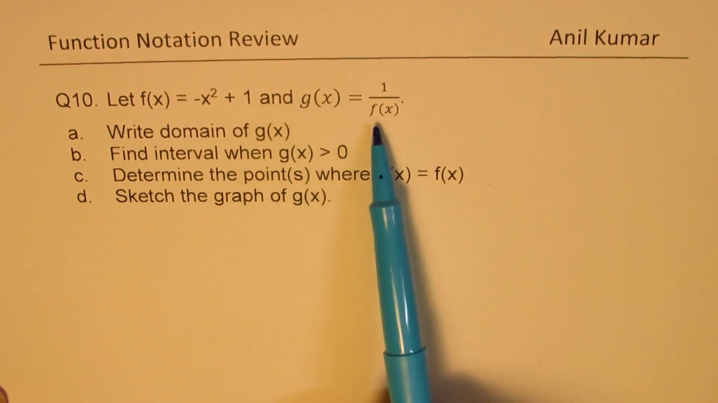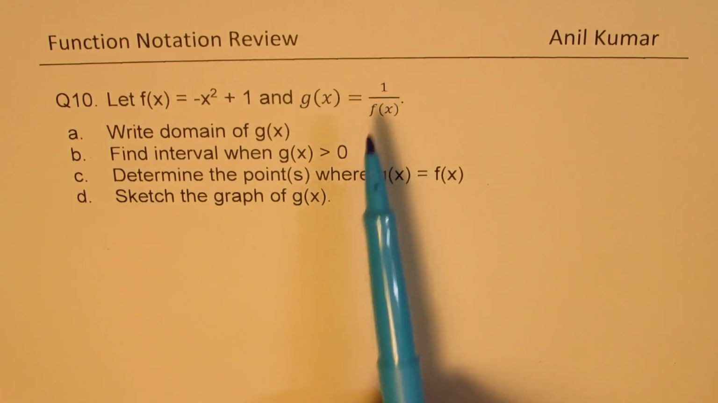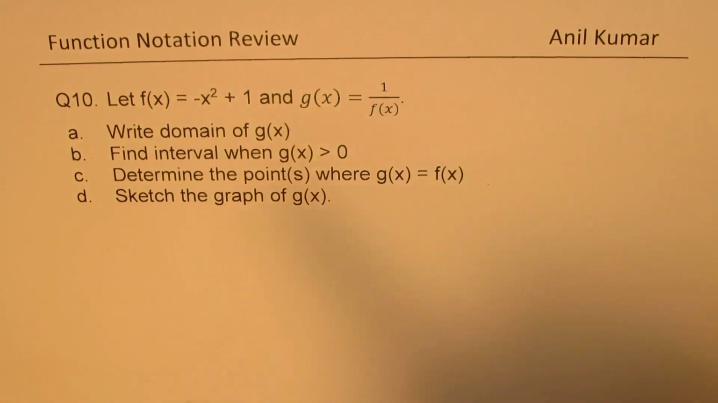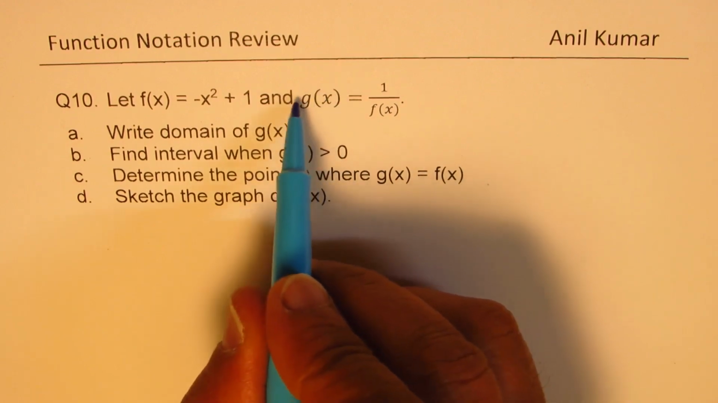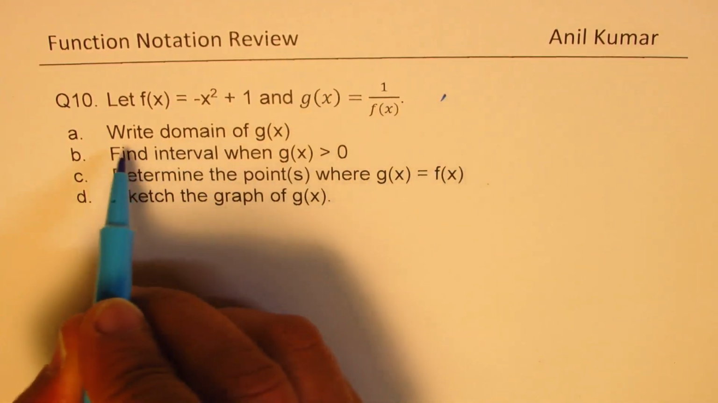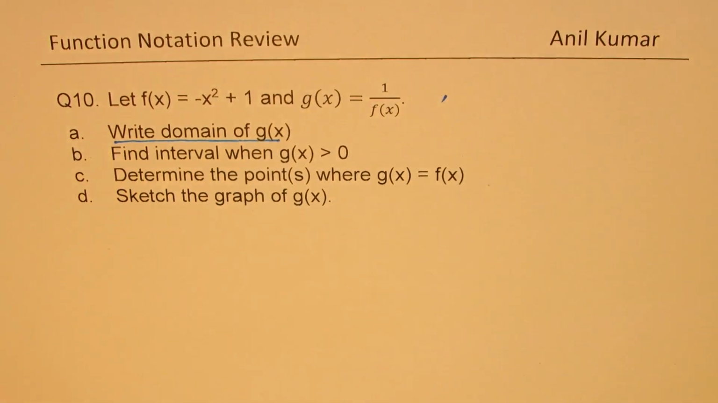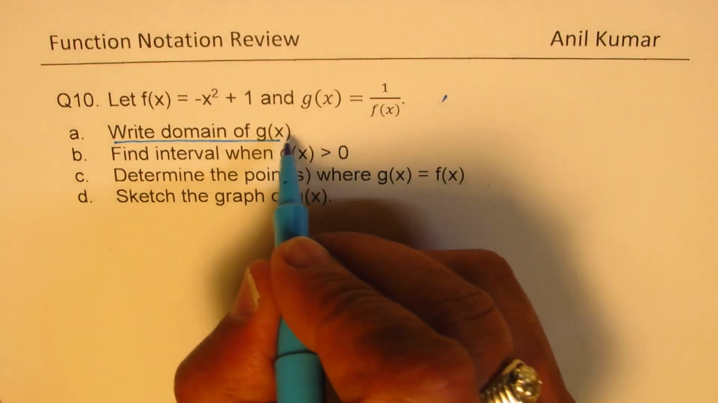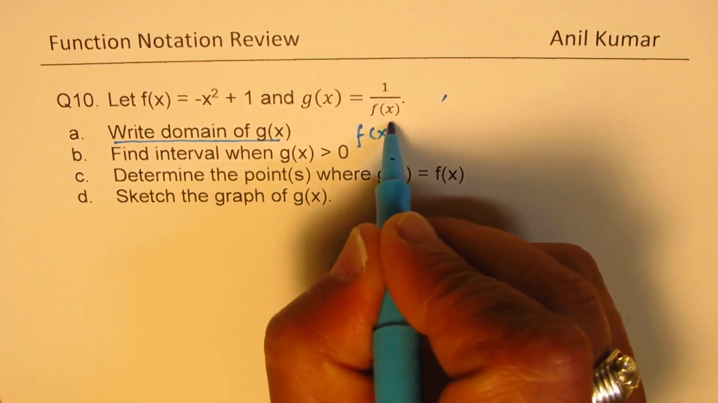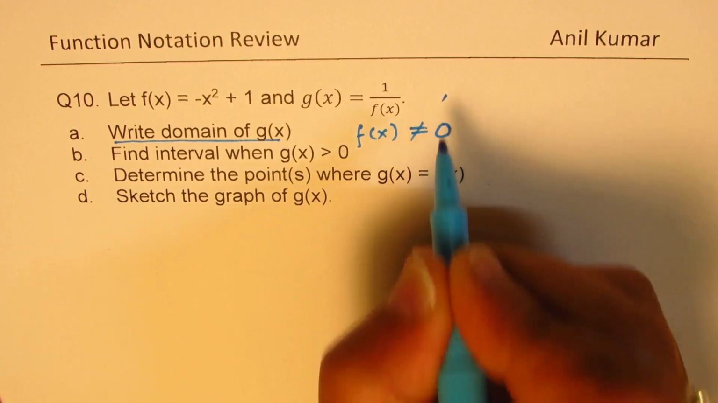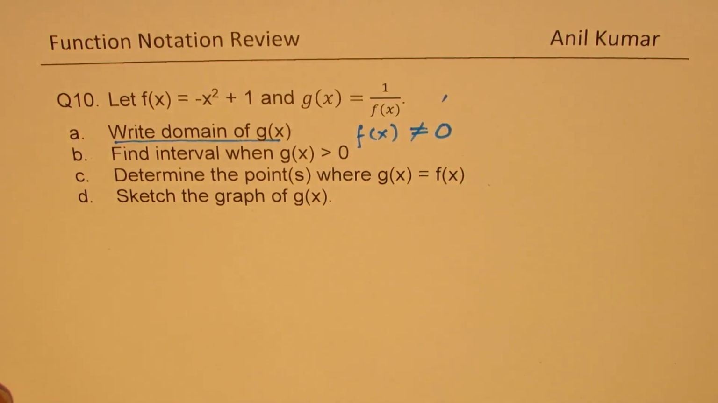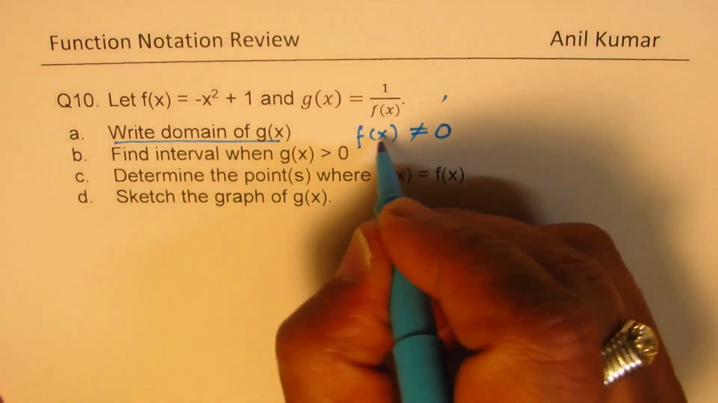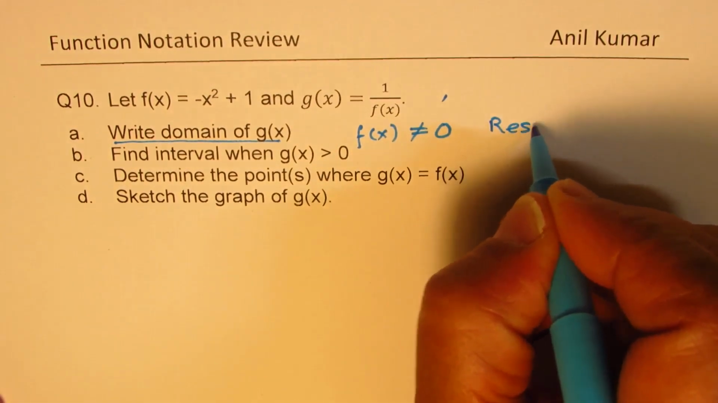Now, g of x is reciprocal of f of x. F of x is in the denominator. So, as far as g of x is concerned, to find the domain, what should we do? Well, for finding the domain, we should know that f of x should not be equal to 0, right? So those are the restrictions. Otherwise, all values of x are permitted, right? So that is our restriction.